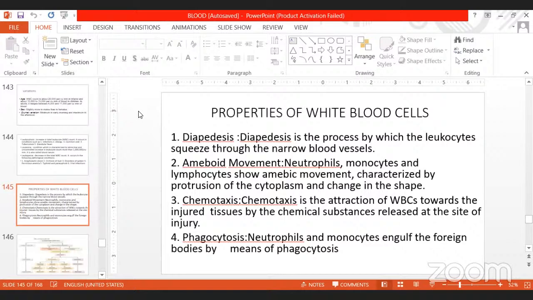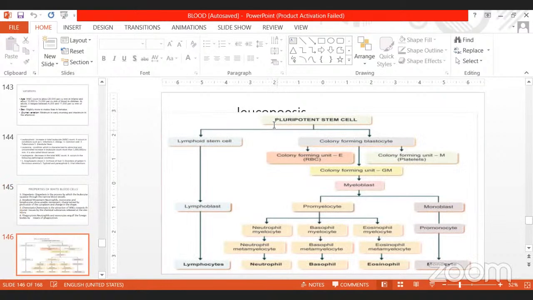This is the phagocytosis. Coming to the WBCs, they are formed from a mother cell that is known as the pluripotent hemopoietic stem cell. From the pluripotent hemopoietic stem cell, the stem cell is divided into 2 types of cells. They are lymphoid stem cell and colony-forming blastocytes.